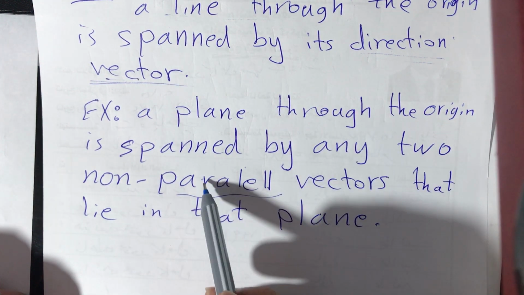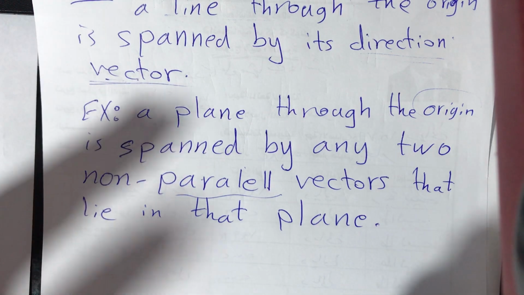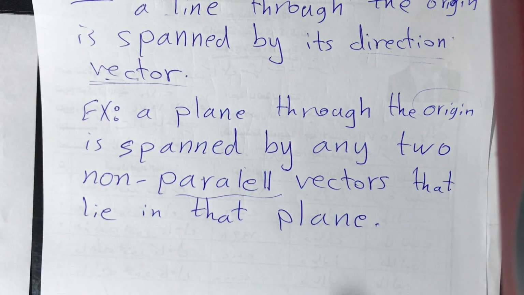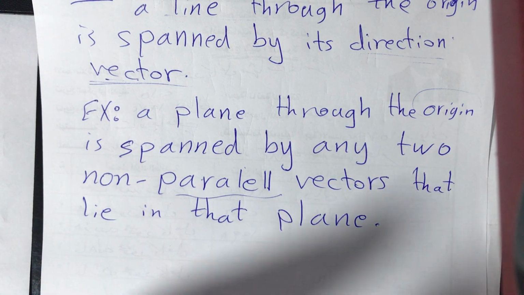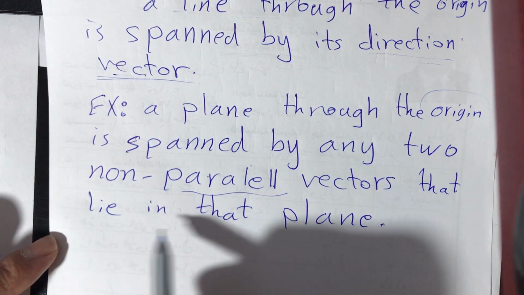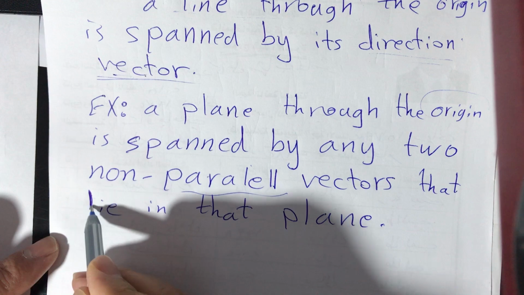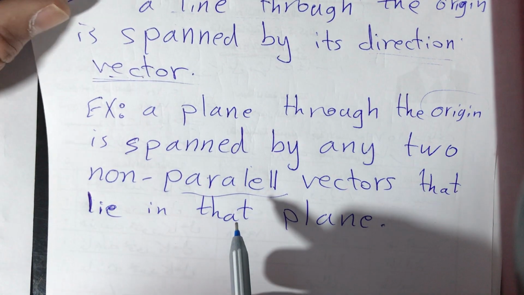يعني المستوي اللي يمر بنقطة الأصل. أي مستوي يكون على شكل مستطيل أو مربع، أي مستوي يمر بنقطة الأصل يتولد من خلال two non-parallel vectors، يعني ليست متوازيين، يقعان في هذا المستوي. أي فيكتورين غير متوازيين يقعان في هذا المستوي راح يولدون هذا المستوي.